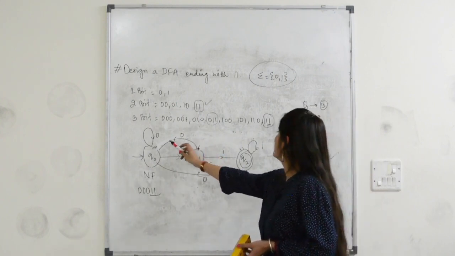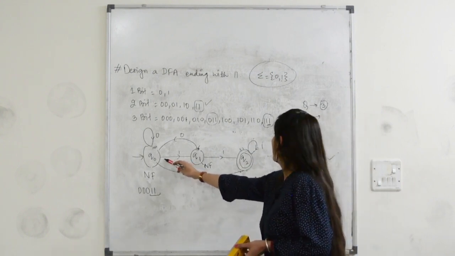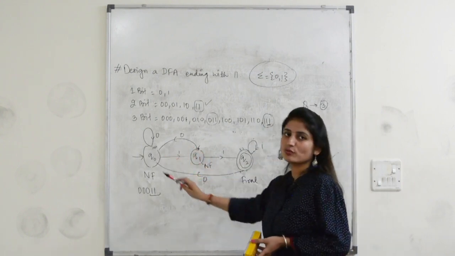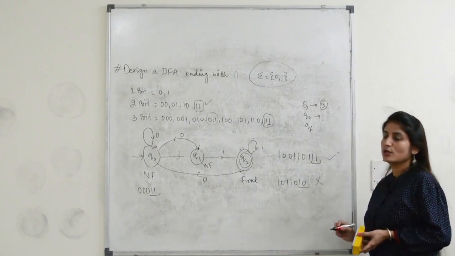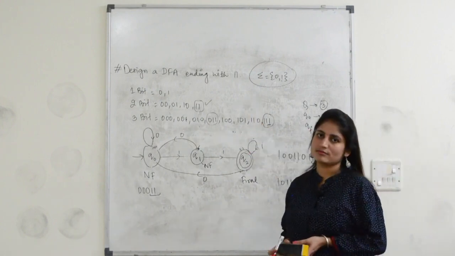Let's see if it is accepted or not. 1 0 1 1, then we have a 0, and we have 1 and 0, which is ending on a non-final state. So this is not being accepted. So this is the correct DFA for the given question. Thank you.